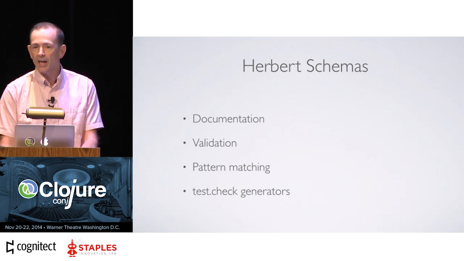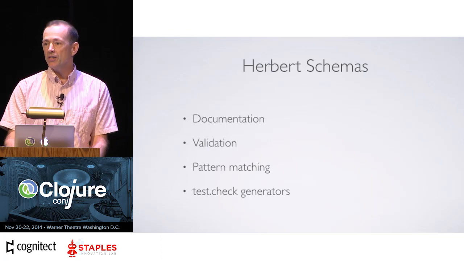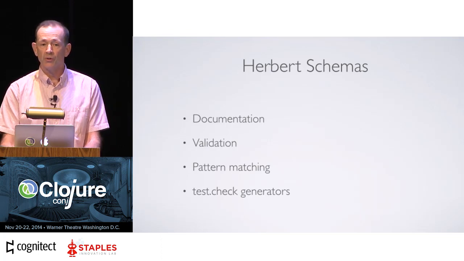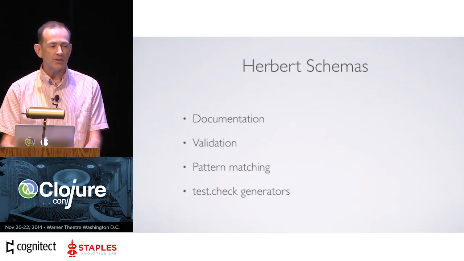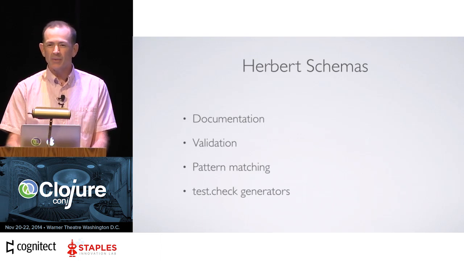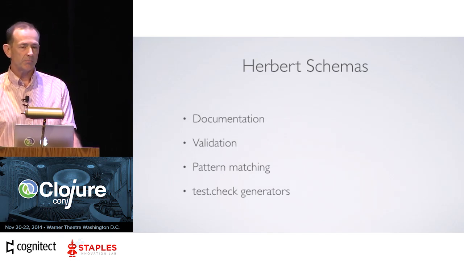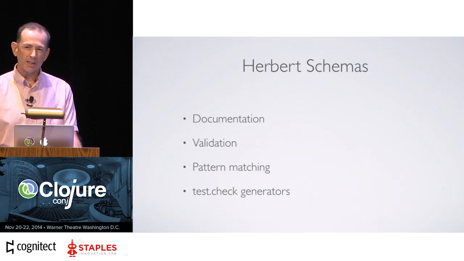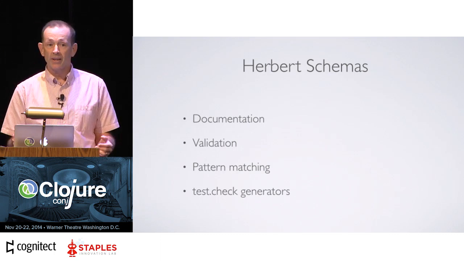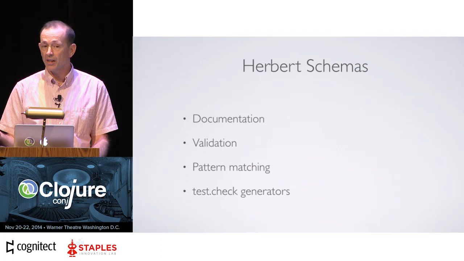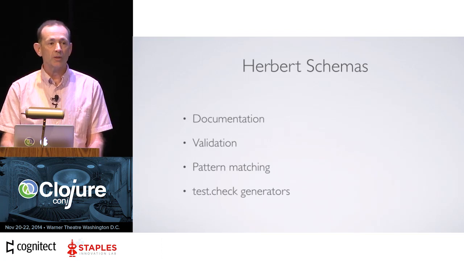So when we're talking about Herbert schemas, the first thing they're good for is just documentation. This is how I got started. I just wanted a simple notation to keep track of what I was doing with my own code. You know, you come back to it a few months later and you say, oh, what keys was I using here? Did I have nested maps or did I have a vector there? So I developed this notation just for my own use.